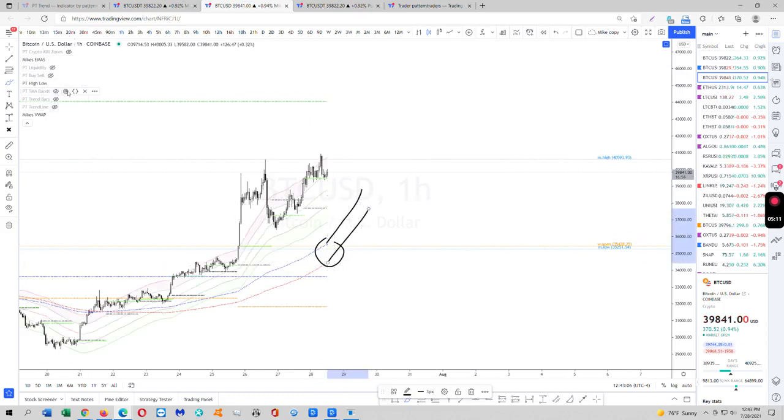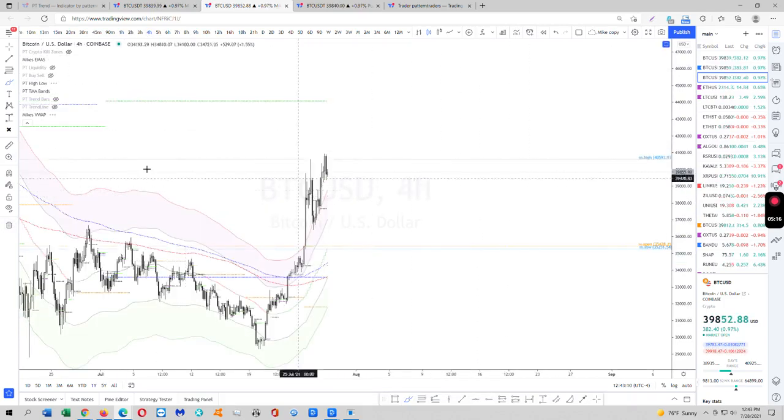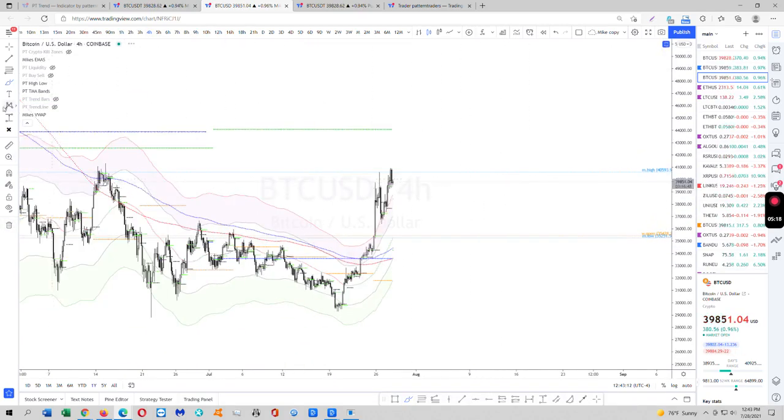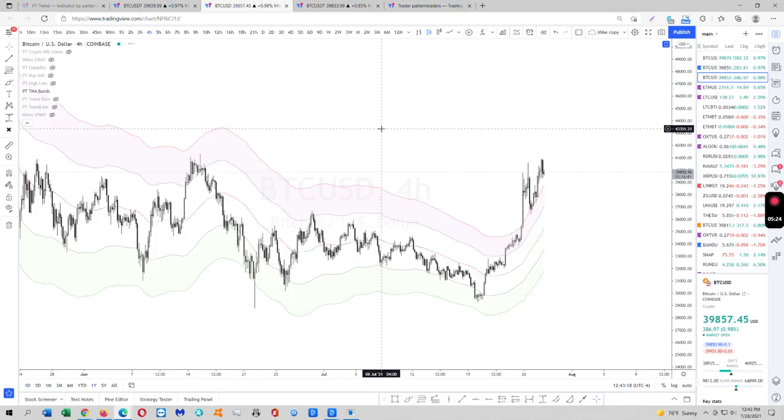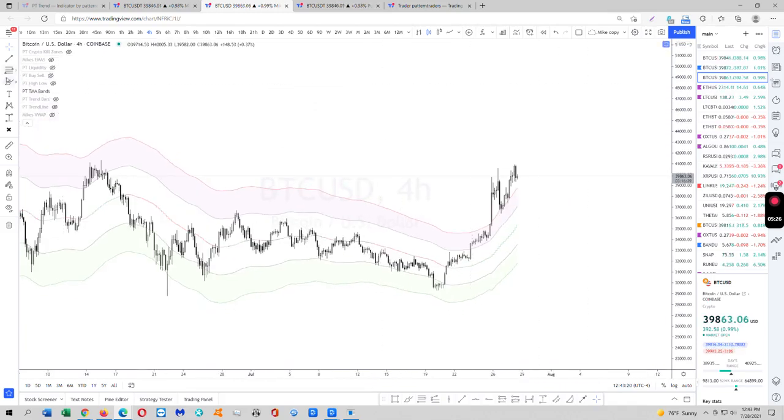Open up your TMA bands. And the most important TMA band is what? 4 hour, right? Always, yes. So turn off the EMAs, turn off the VWAPs, turn off the daily opens. All you have is your 4 hour TMA band.